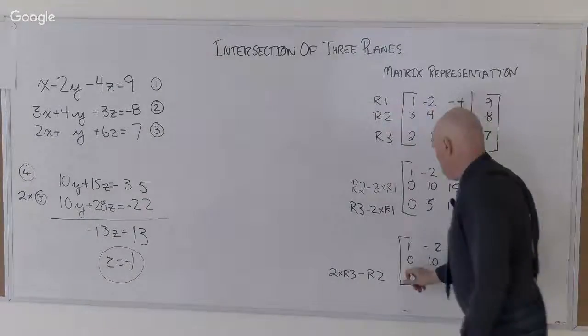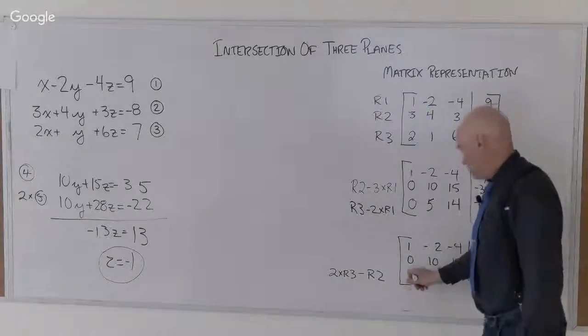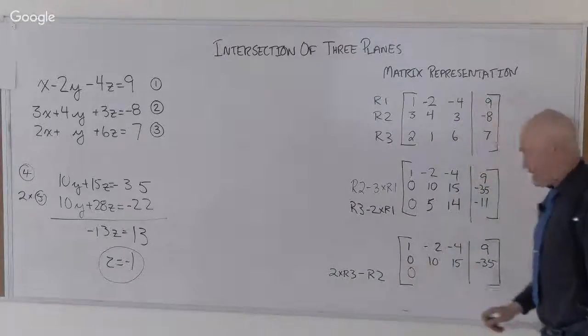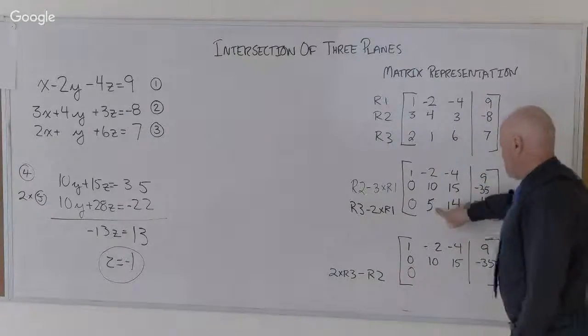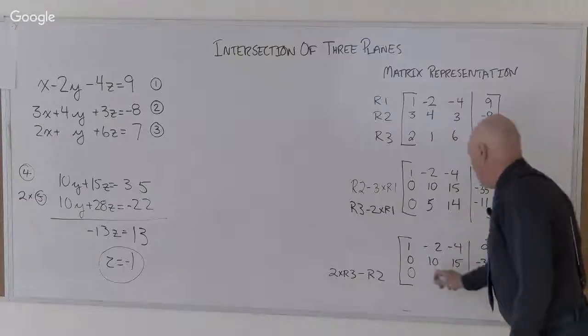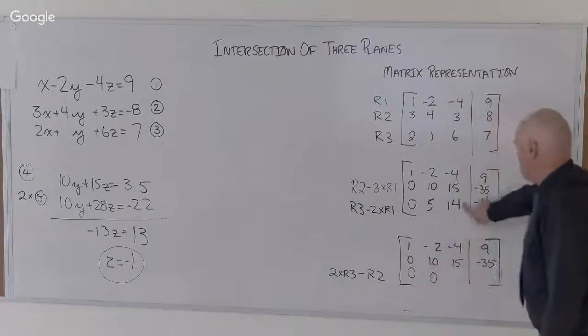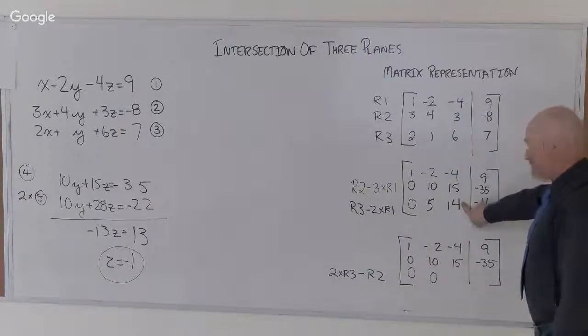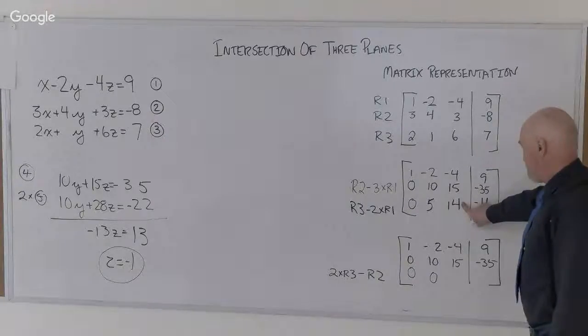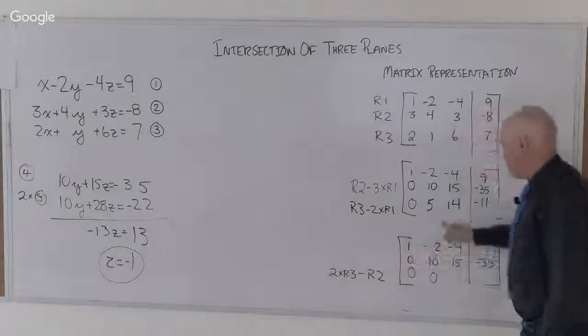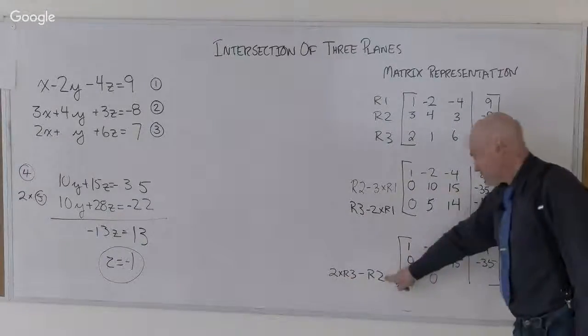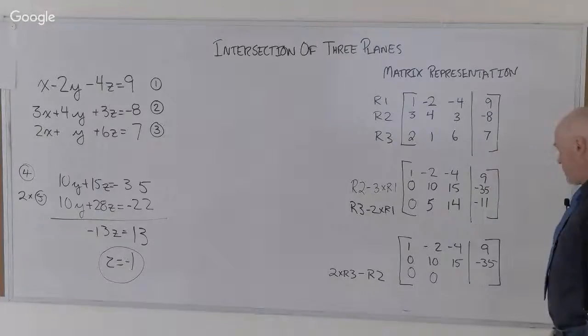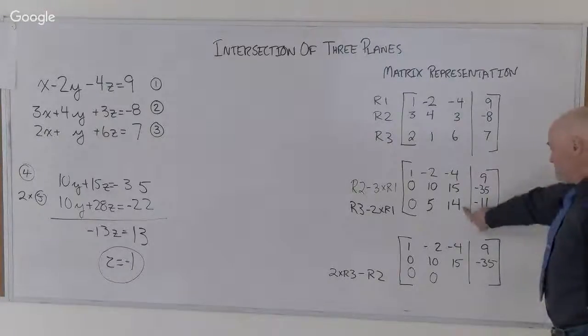Okay, 2 times 0 minus 0 is, you said 0, you are absolutely right. 2 times 10 minus 10, 0. 2 times 28, sorry, 2 times 14. Wait, 2 times 5 is 10, not 0, isn't it? Yes, but 2 times 5 is 10, and then I subtract. Whoa. There we go. Okay.